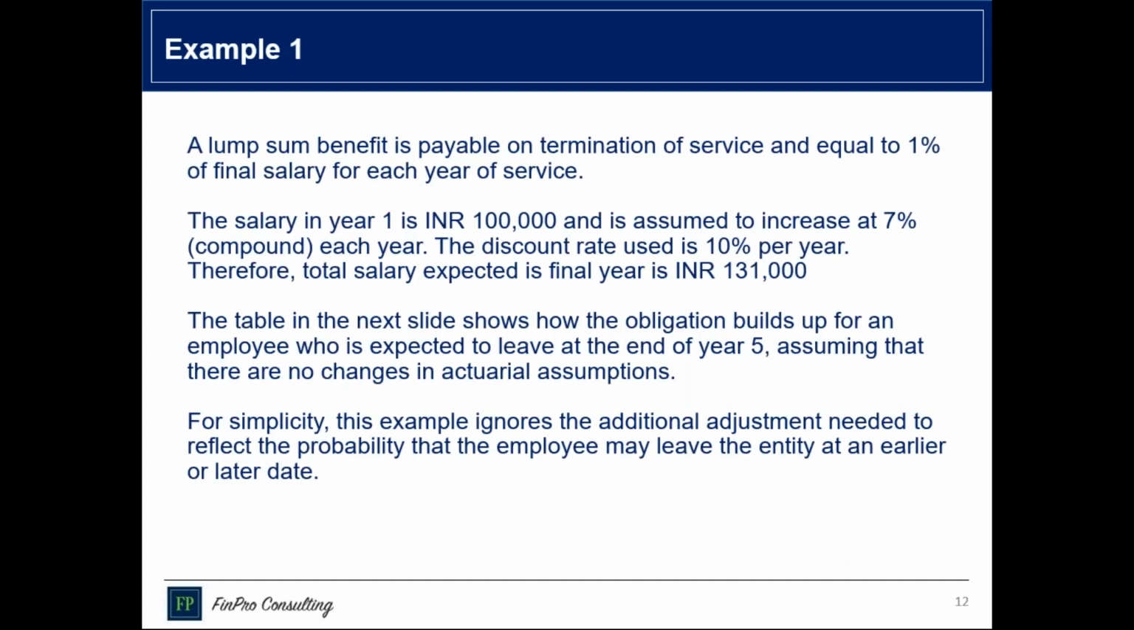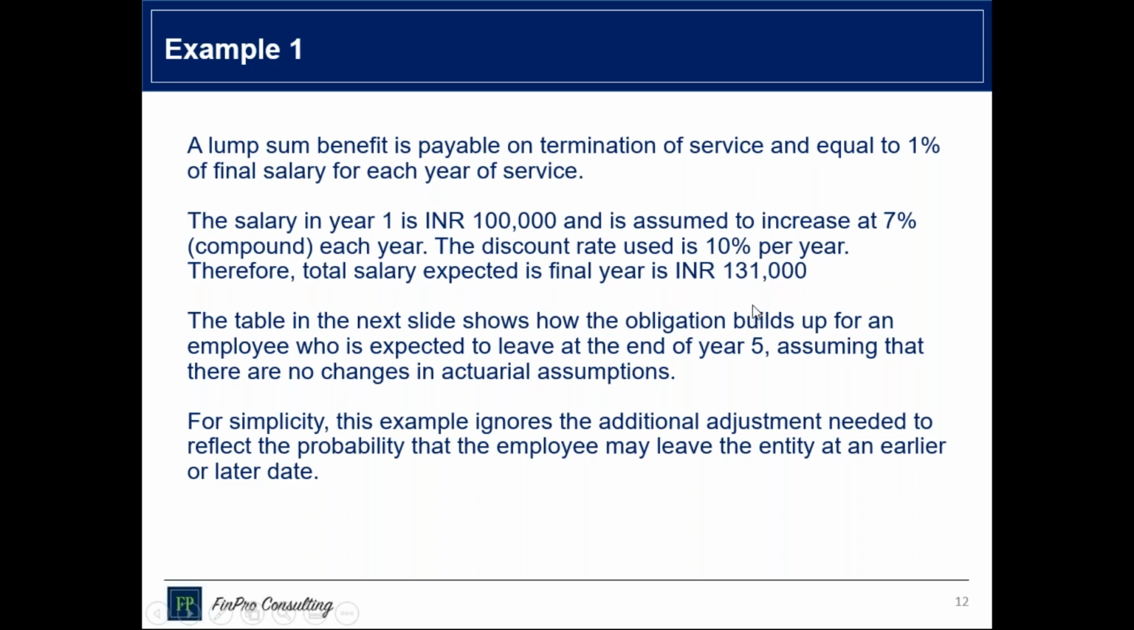So we will take one example here to understand how this defined benefit plan works. A lump sum benefit is payable on termination of service, which is equal to 1% of the final salary for each year of the service. The salary in year 1 is 1 lakh and it is assumed to increase by 7% year on year. The discount rate which is used is 10%. Therefore, the total salary which is expected to be paid at the end of the 5th year is 1,31,000, and the benefit is 1% of the final salary, which is 1310.